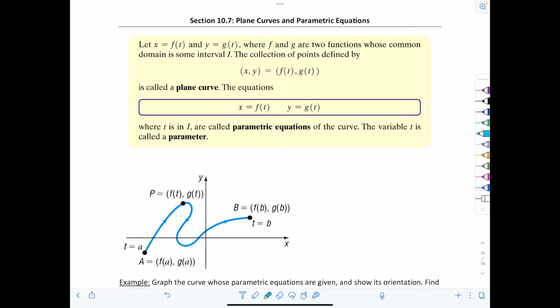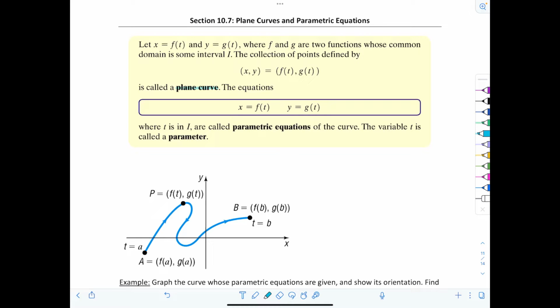Let x equal f of t, so x is a function of t, and y equals g of t. Y is another function of t, where f and g are two functions whose common domain is some interval I. The collection of points defined by ordered pair x comma y, where the x coordinate is equal to f of t, and the y coordinate is equal to g of t, is called a plane curve.